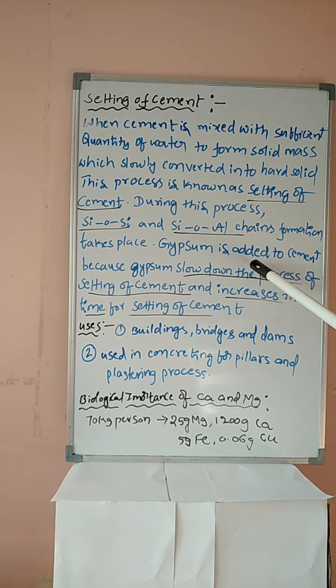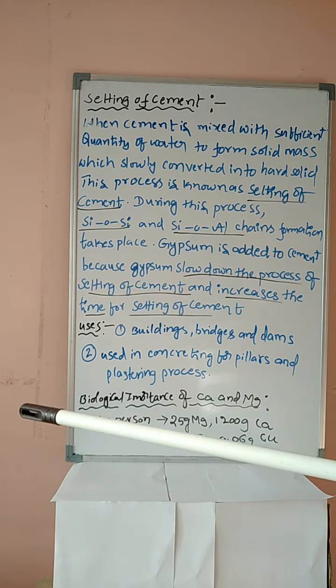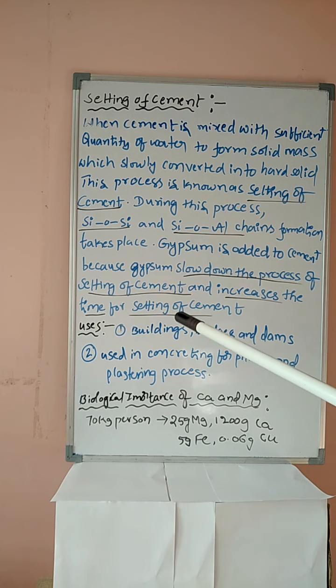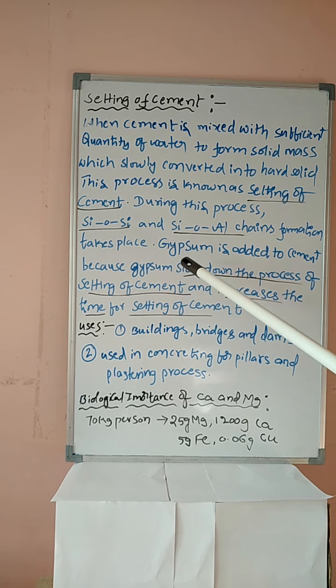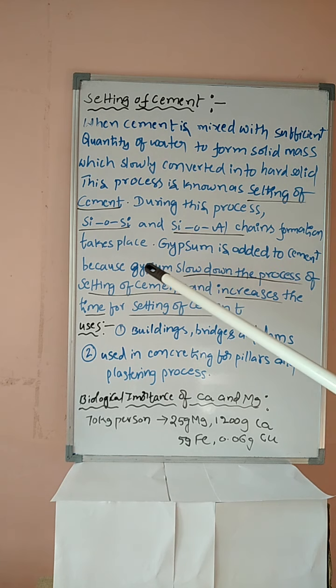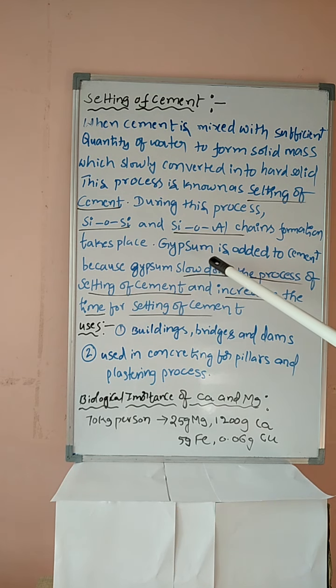Process is slow, so setting time of cement will increase. Generally, if the process is slow, time is more. More time will be required. Therefore, once again, gypsum is added to cement because gypsum slows down the process of setting of cement. If the process is slow, then more time is required, hence it increases the time for setting of cement.